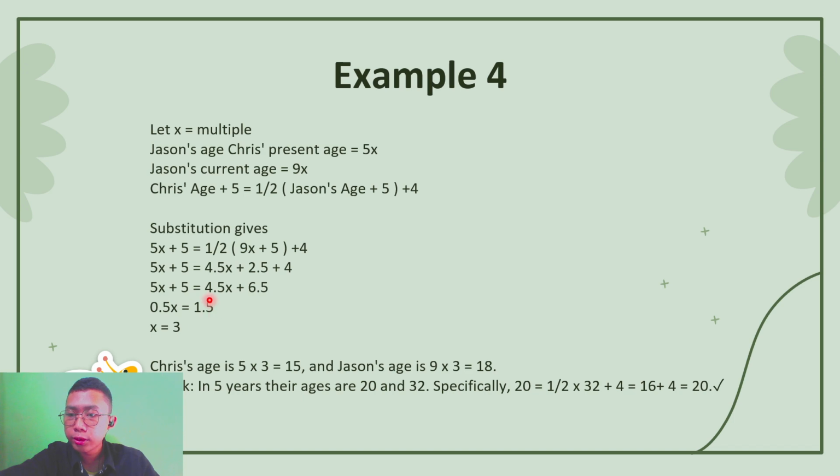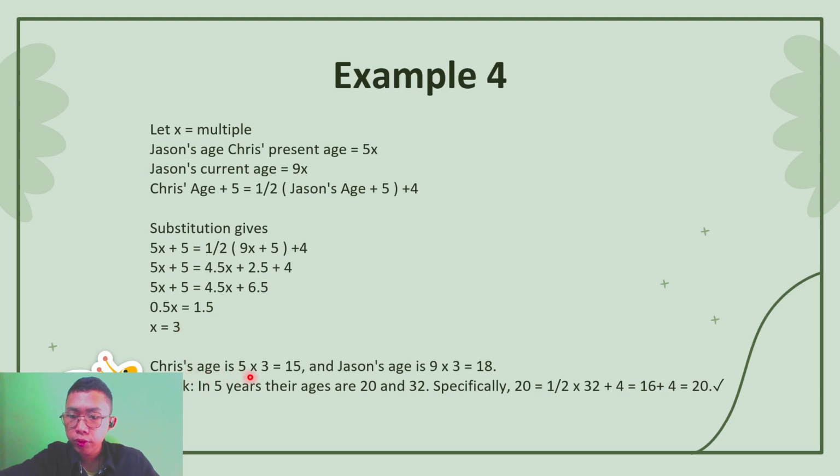So we subtract from both sides minus 5x and minus 5, so we have 0.5x equals 1.5, and we divide both sides by 0.5, so we have x equals 3.